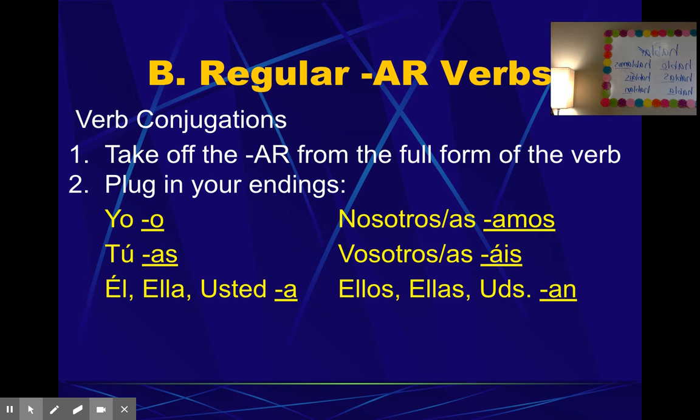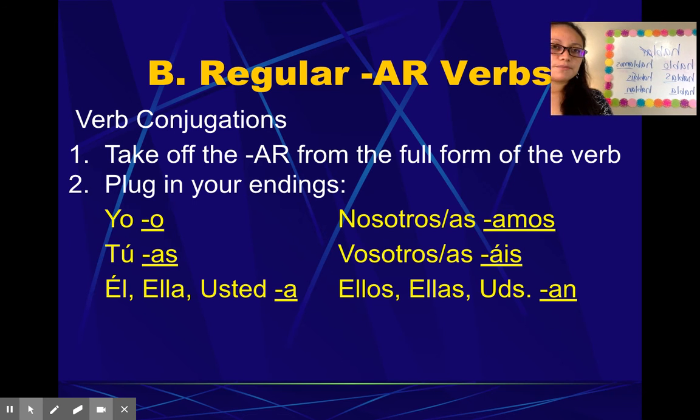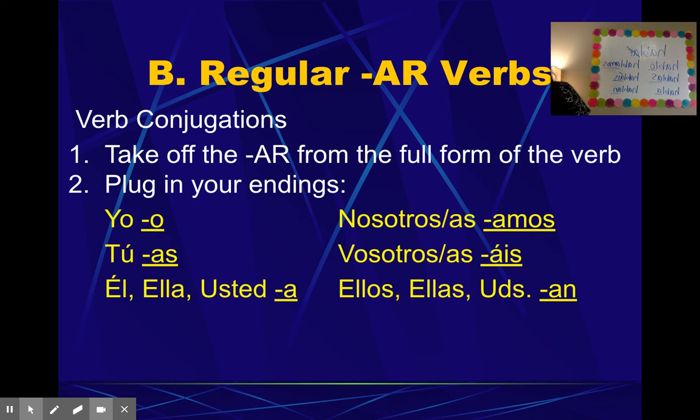Interesante, right? That's a little interesante for us here. So remember, you take off your AR and then you plug in your endings. I just wanted to show you the example, just kind of how it looks grammatically. And this will apply to more AR verbs as we practice them, okay, chicos?